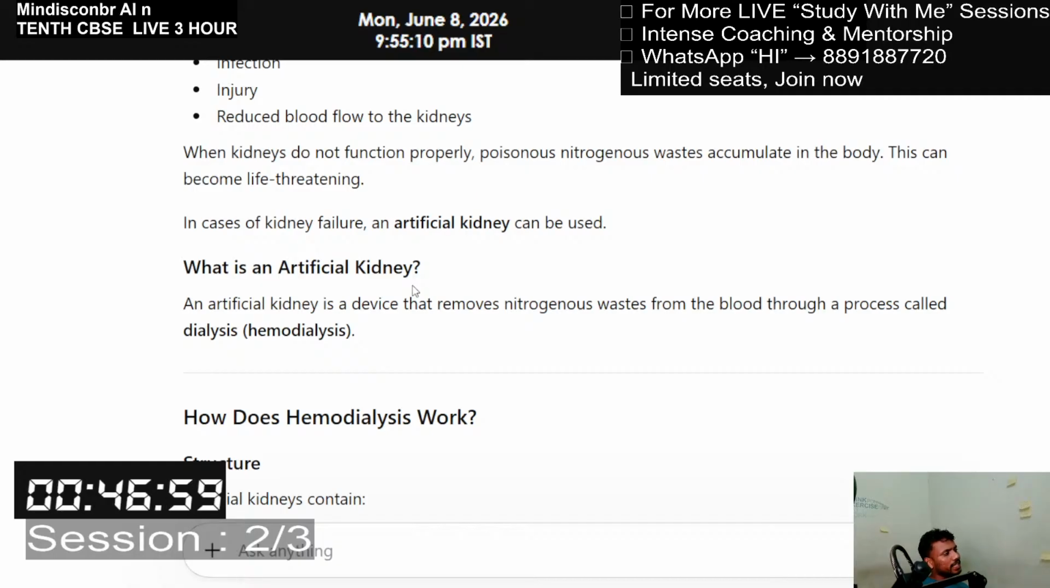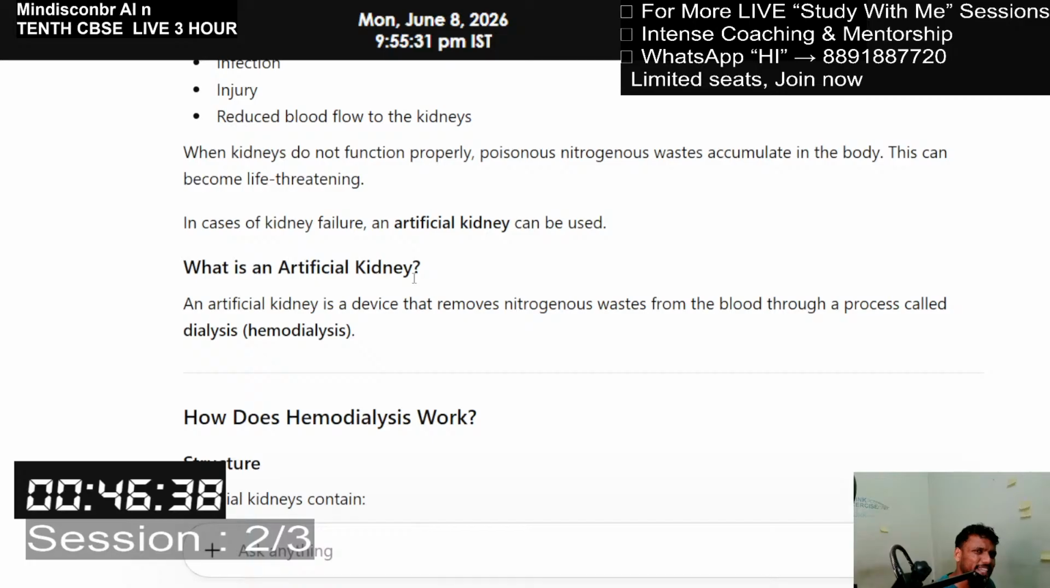So what do artificial kidneys do? They remove the nitrogenous wastes from the blood through a process called dialysis or hemodialysis. You may have heard that process, dialysis or hemodialysis. That means it is the process of using an artificial kidney to remove the nitrogenous wastes from the blood.